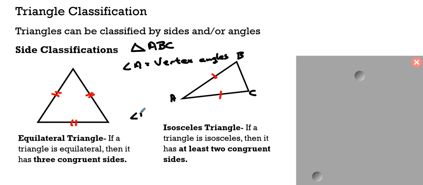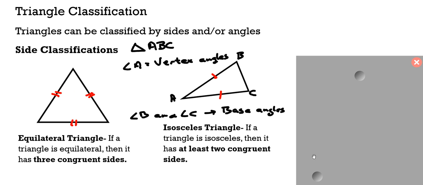Angles B and C are called base angles. And they're base angles not because they're on the bottom. Base has nothing to do with bottom here. They're not vertex angles, so base angles are really non-vertex angles. So B and C are the base angles. A is the vertex angle.